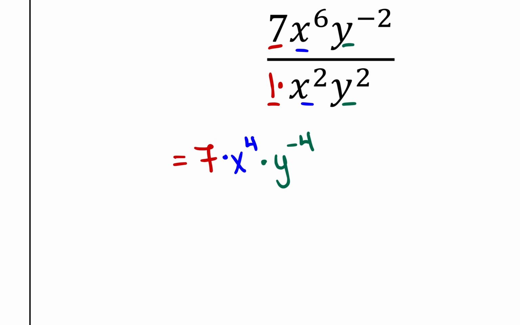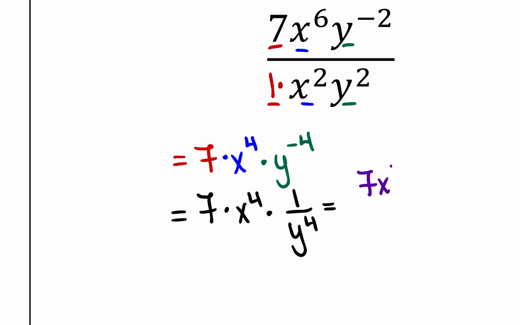And we can simplify this further to turn it into 7 times x to the fourth remains the same times 1 over y to the fourth. And this is going to give us a final solution of 7x to the fourth divided by y to the fourth.